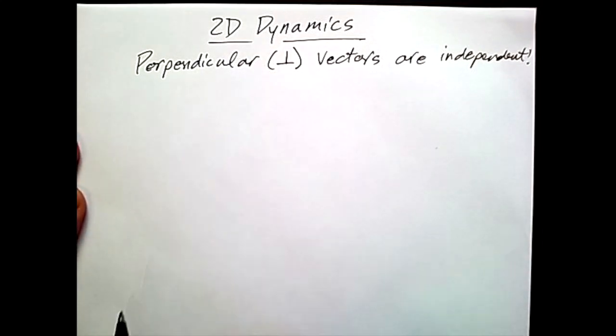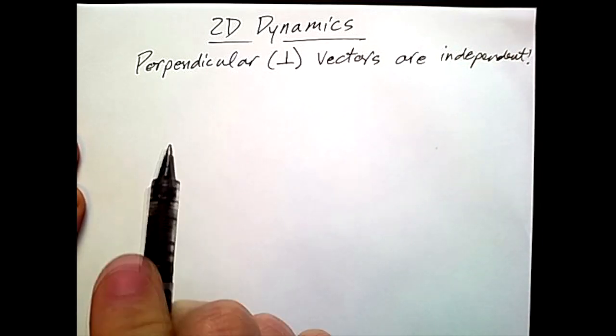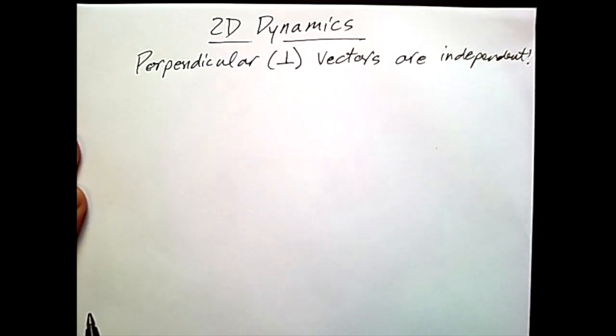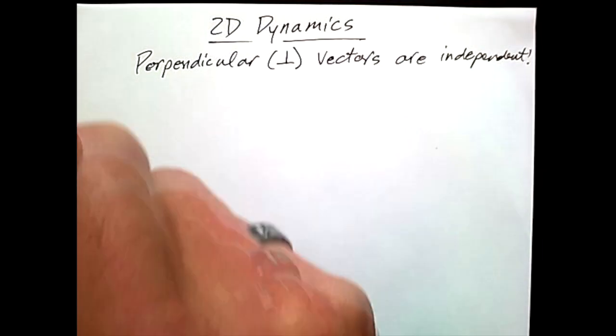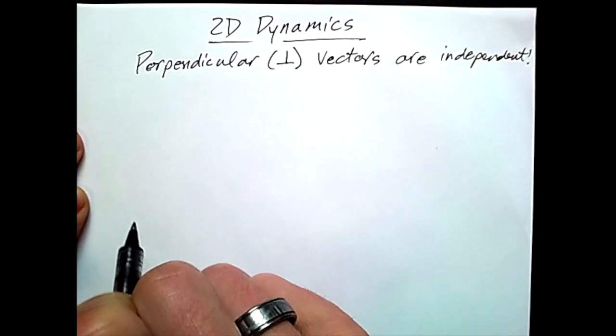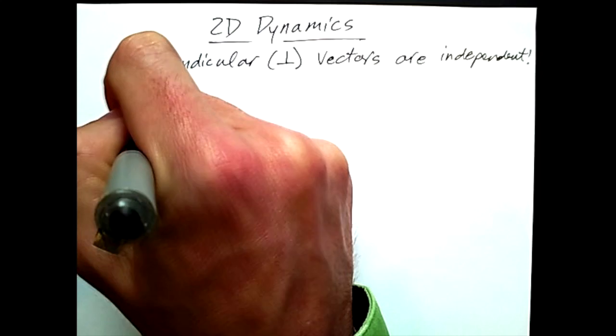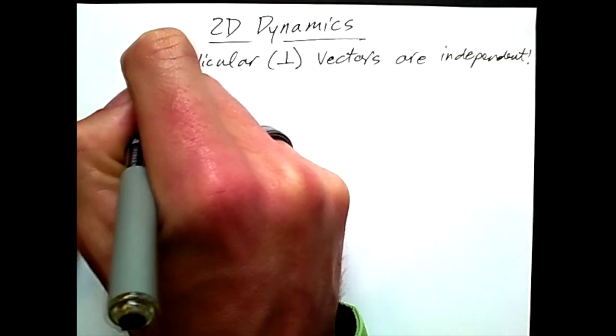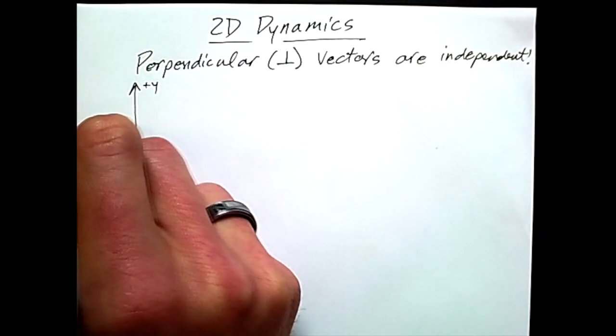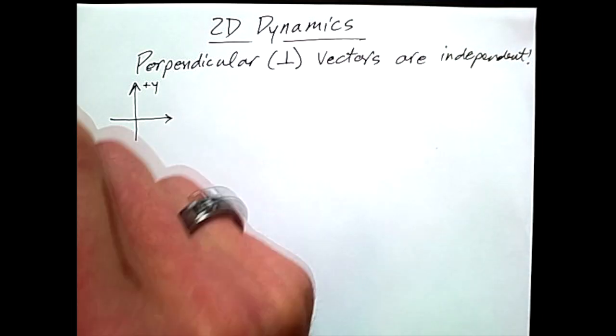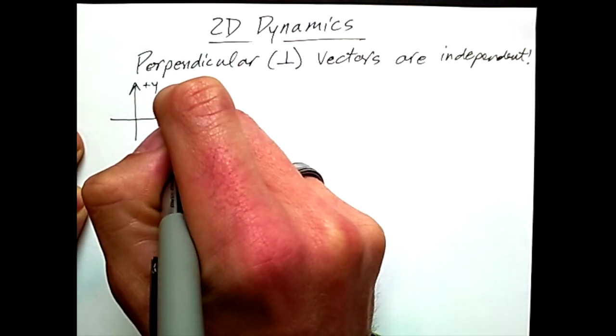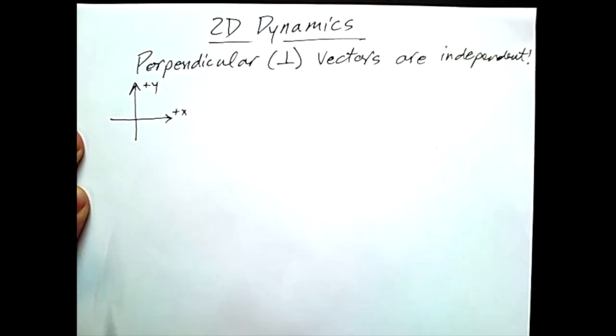Two-dimensional dynamics is analyzing forces and Newton's second law when the forces are directed in both the x and the y plane. And the key component to remember is that perpendicular vectors are independent. So if we analyze, for our purposes right now, a frame of reference where up would be positive y and right would be positive x.